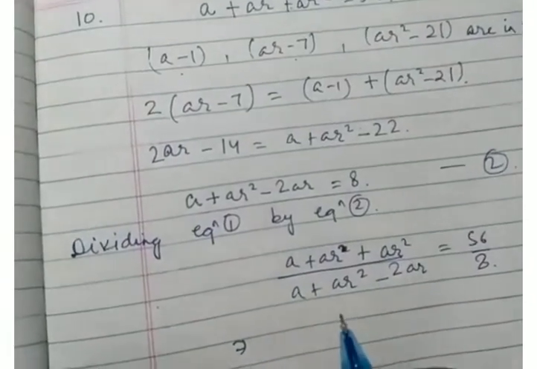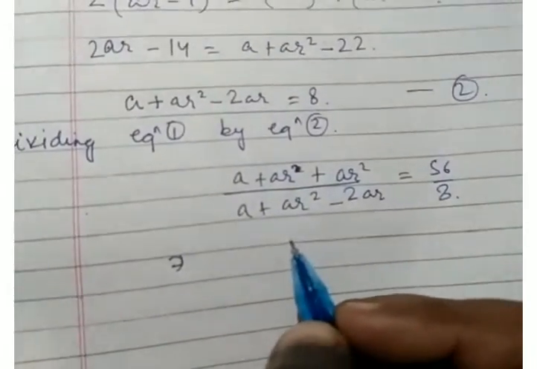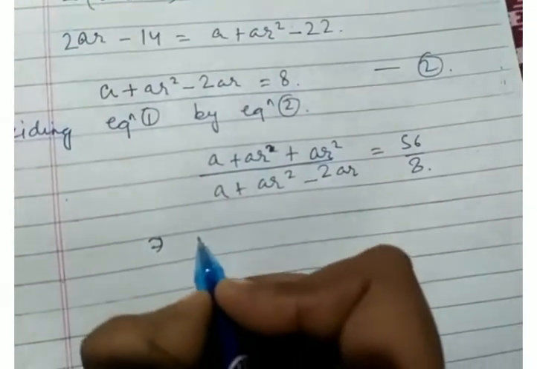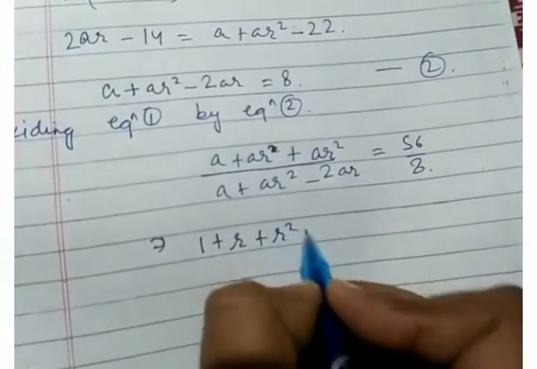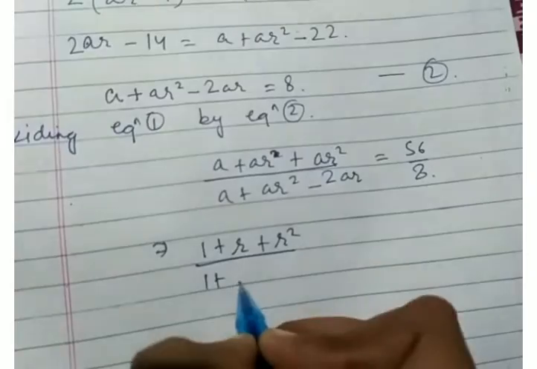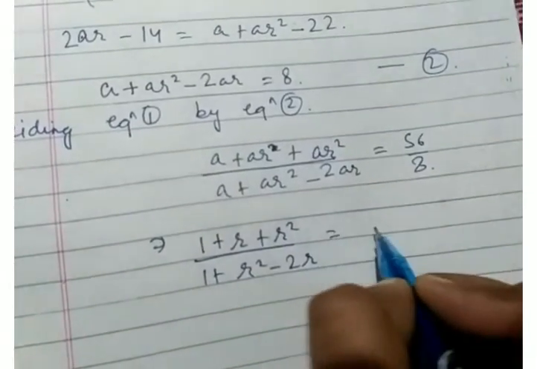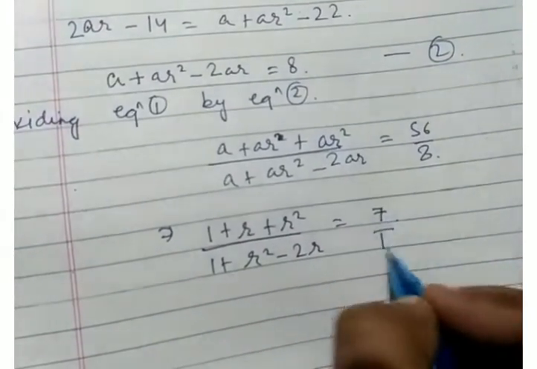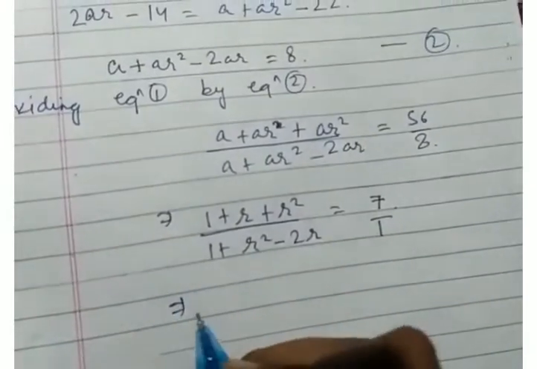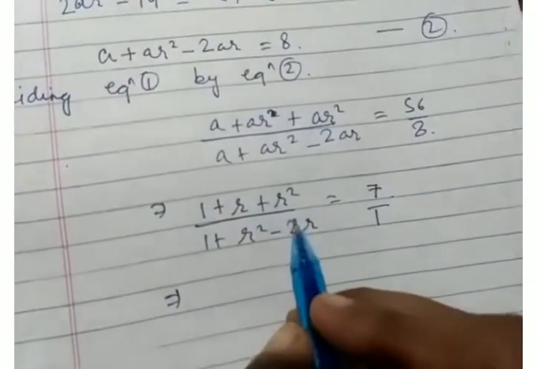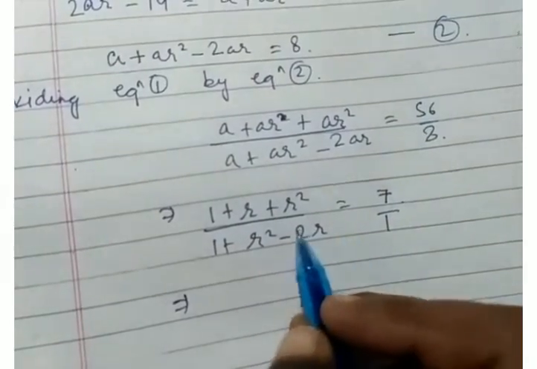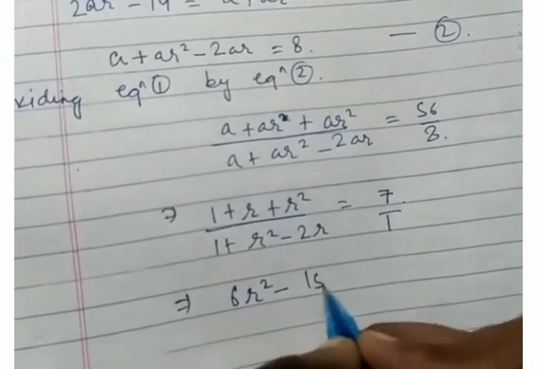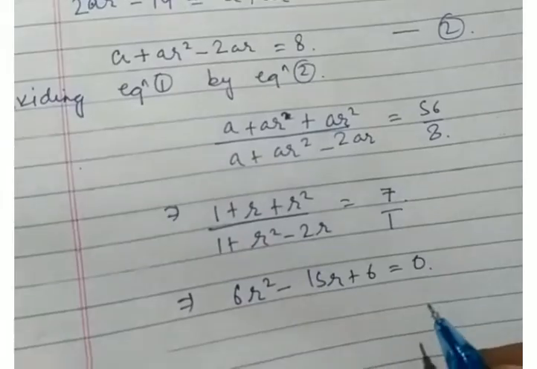Now in both the numerator and denominator, we have A as a common term. So we can take A common and it can be cancelled out. Then we will have 1 plus R plus R square upon 1 plus R square minus 2R equals 7. Again, 7 can be written as 7 by 1. You have to cross multiply, and once you cross multiply and bring the terms together, we will have a quadratic equation of the form 6R square minus 15R plus 6 equals 0.